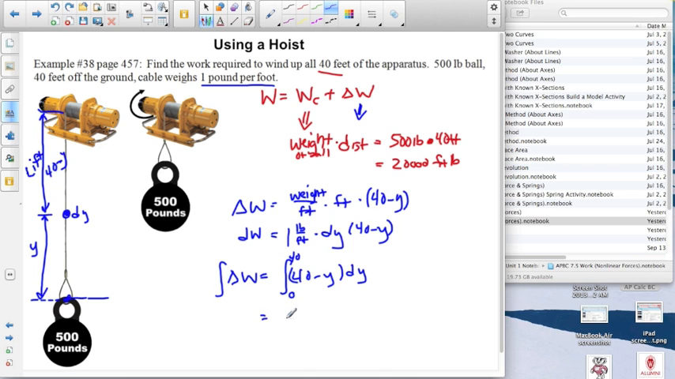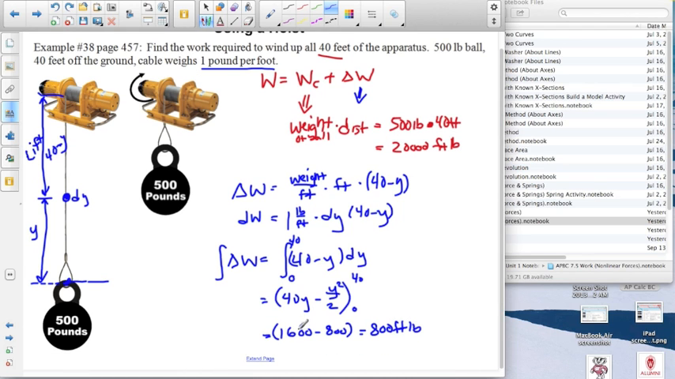And as we integrate that, we're going to get 40y minus y squared over 2, evaluated from 0 to 40. And when you evaluate that from 0 to 40, putting in 40 here is 1600, and 1600 divided by 2, that's 800, I believe. And so the work associated with winding up the cable is 800 foot-pounds.